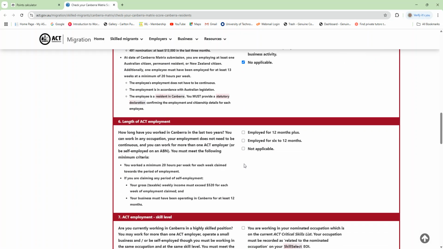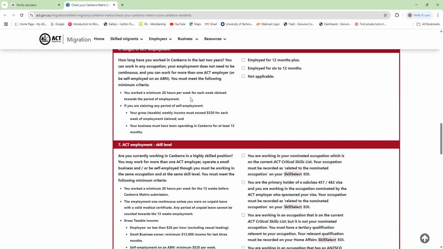Length of employment: if you have employment, self-employment or any kind of employment, at least 12 months you will get 10 points in the Canberra matrix; 6 to 12 months, 5 points; less than 6 months means 0 points.